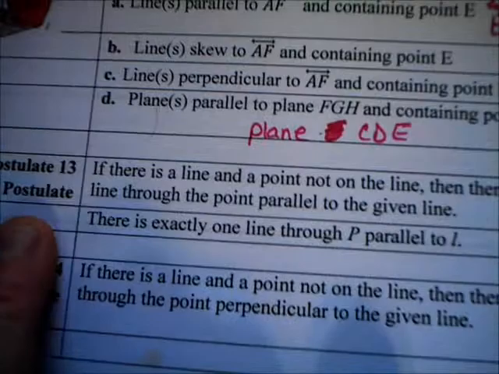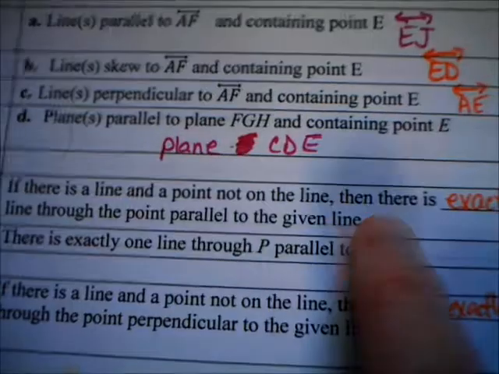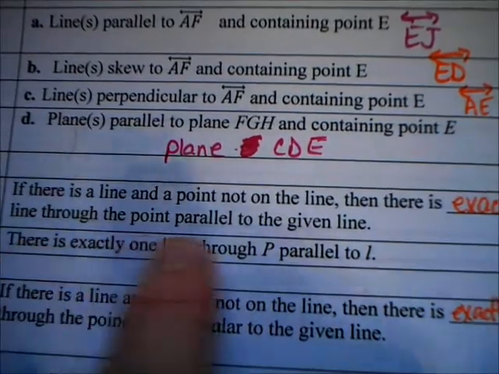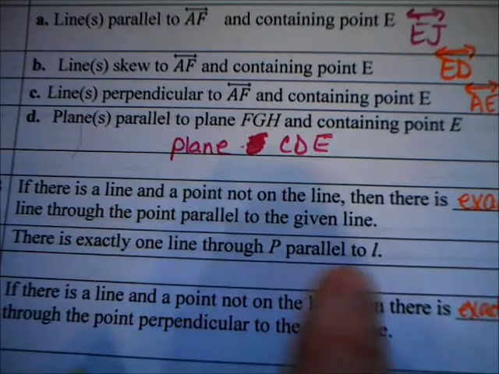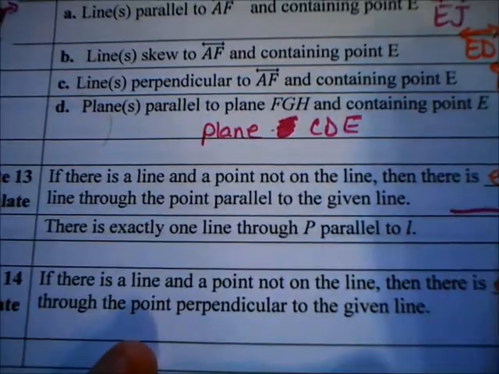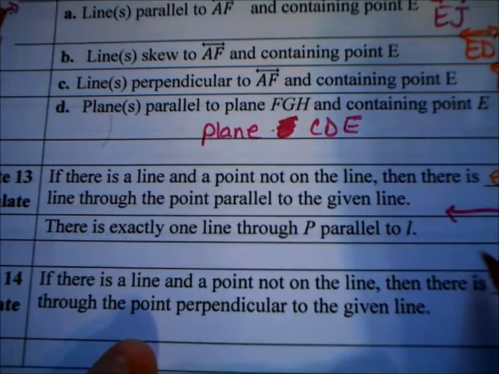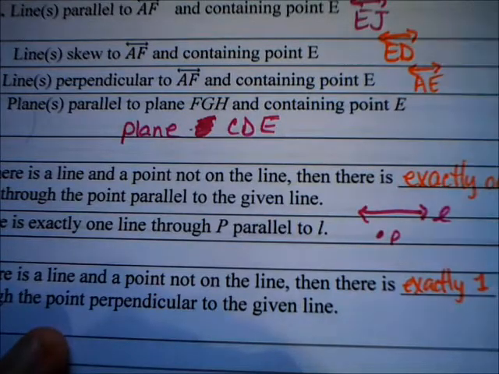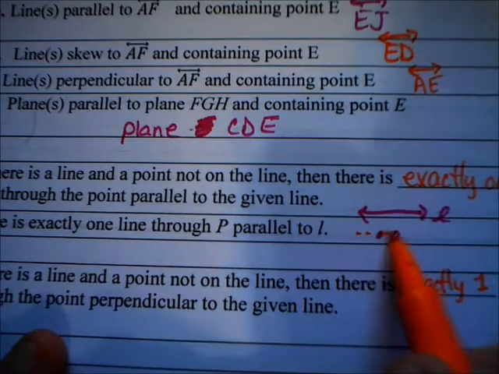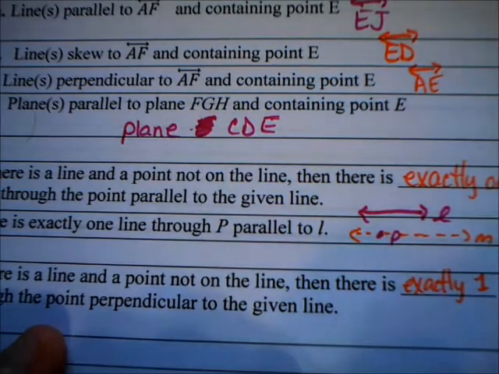Okay, I have postulate 13, the parallel postulate, and it says if there is a line and a point not on the line, there is exactly one line through the point that is going to be parallel. There is exactly one line through P parallel to L. So to give you a little picture, we have a line, say line L, and a point that's not on the line, P. What that means is that they can construct a line that goes through P and is going to be parallel to L. There's exactly one line that can do that.